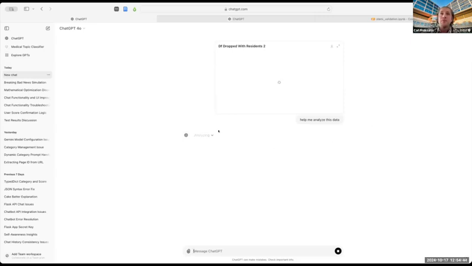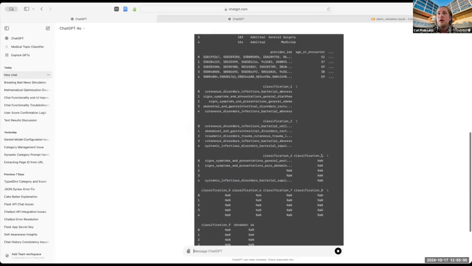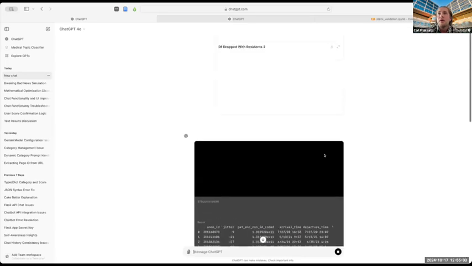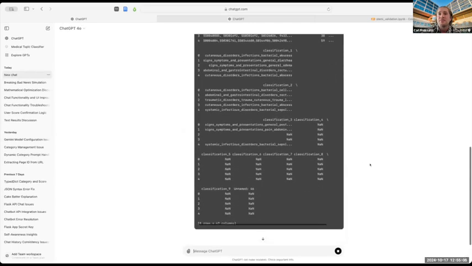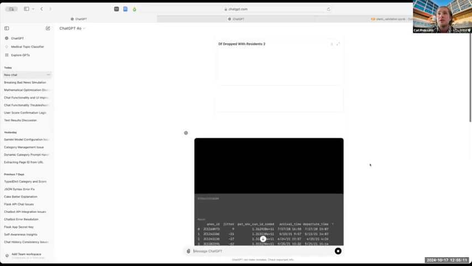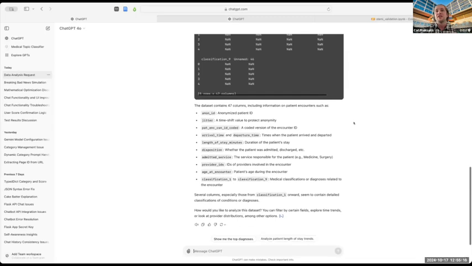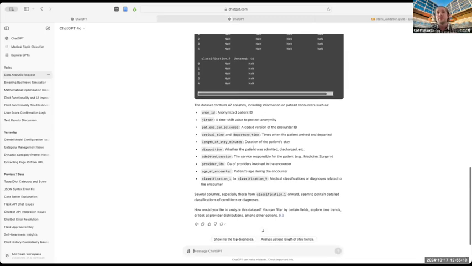And you can see when it says analyzing, it's actually writing Python code. It'll start to look at what the categories are here in the data set, and it'll give us an interpretation. Okay. So it's got 47 columns. It's got some information about length of stay, disposition, admitted services.